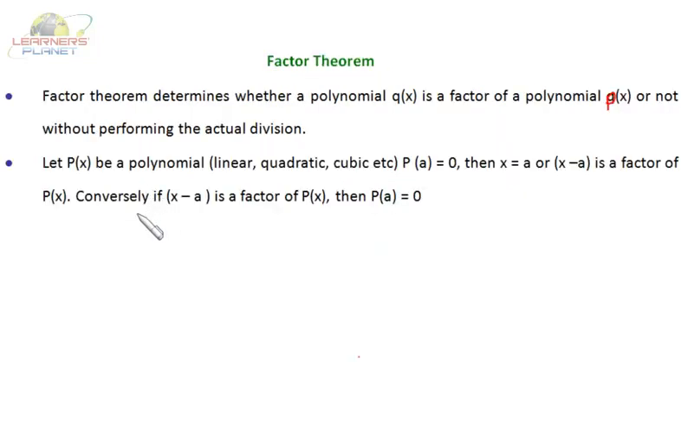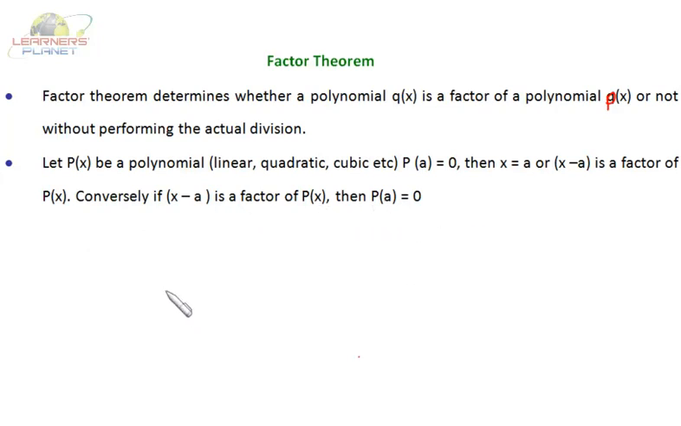Also let's have a quick recap of factor theorem. Factor theorem determines whether a polynomial q(x) is a factor of a polynomial p(x) or not without performing the actual division. Let p(x) be a polynomial, maybe it is linear, quadratic, cubic, or any other degree, and p(a) is equal to 0, then x minus a is a factor of p(x). Conversely, we can say if x minus a is a factor of p(x), then p(a) will be 0.